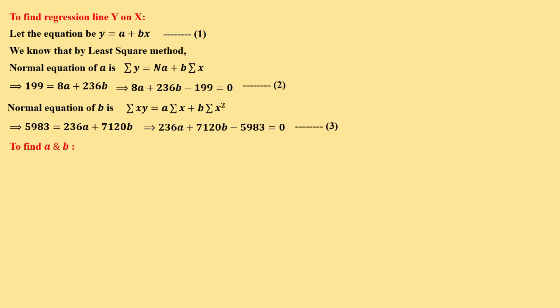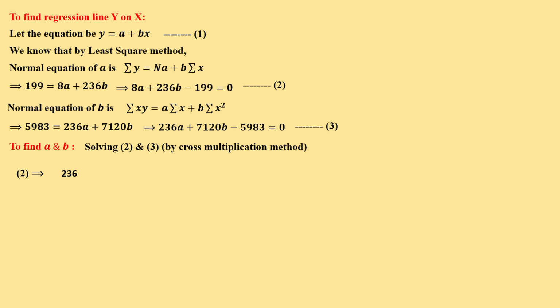So we have to find the value of a and b by solving equations 2 and 3, right? Solving 2 and 3, you can use any method. I am using the cross multiplication method. So write the coefficients from equation 2. First you have to write the coefficient of b, 236. Then you have to go to the constant term. It will be like this.